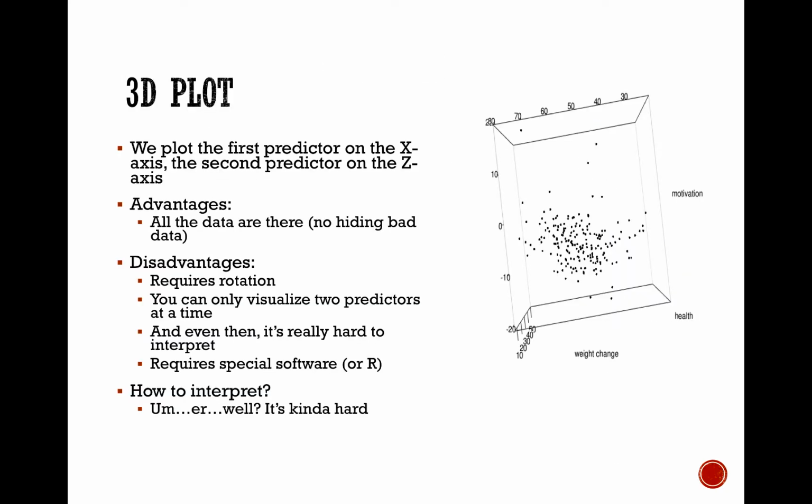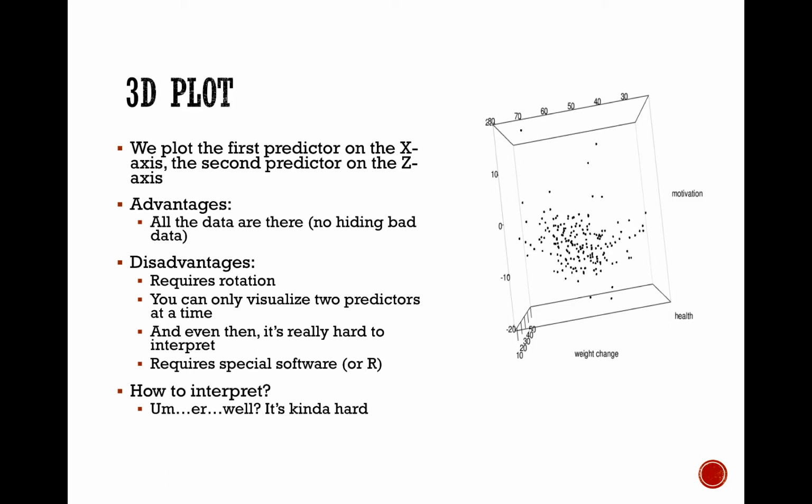All right, so what is a 3D plot? So basically what we do is we plot the first predictor on the x-axis, the second predictor on the z-axis. So z is the one that is coming from the screen out to stab you if you want to think in 3 dimensions. So the advantage of this is that all the data are there. There is no such thing as hiding bad data, unless you delete the outlier or something. But anyway, you get the idea.